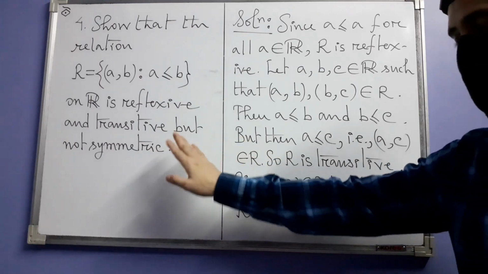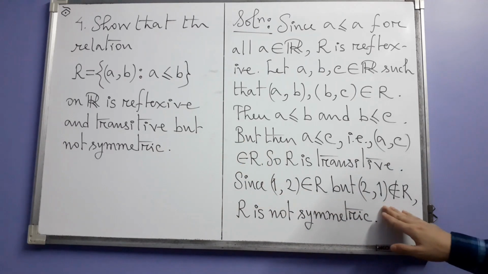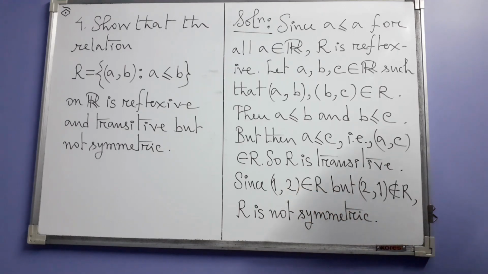But R is not symmetric, that also we have to show, which easily follows from this. (1,2) is in R because 1 is less than or equal to 2, but 2 is not less than or equal to 1.